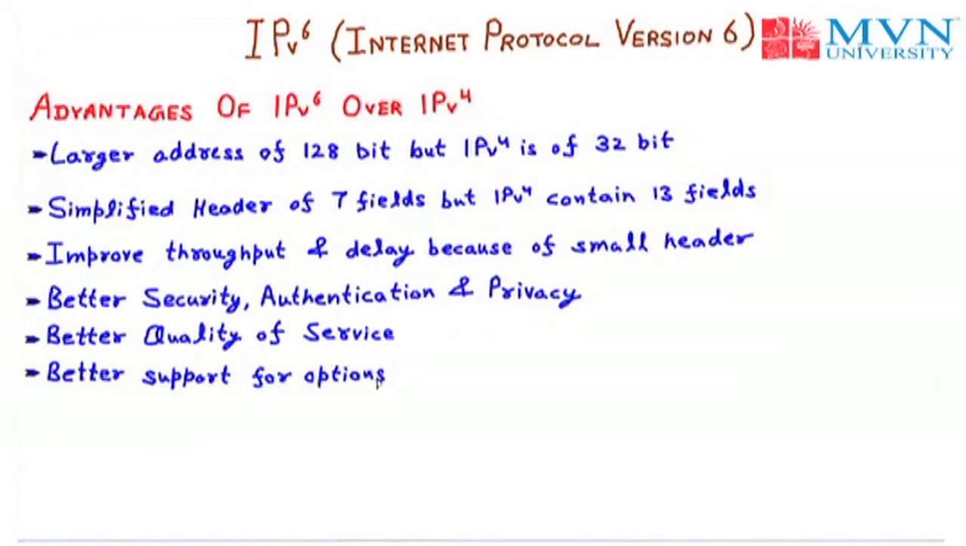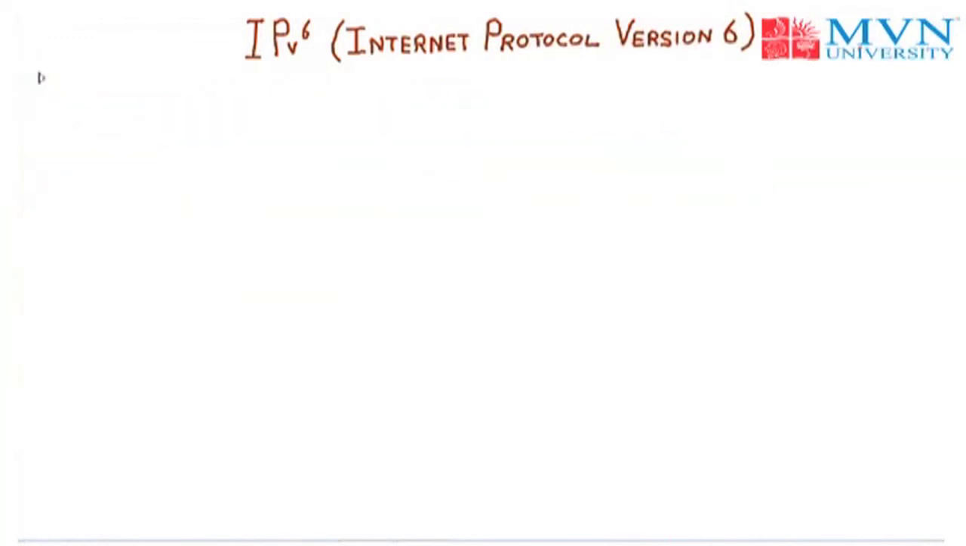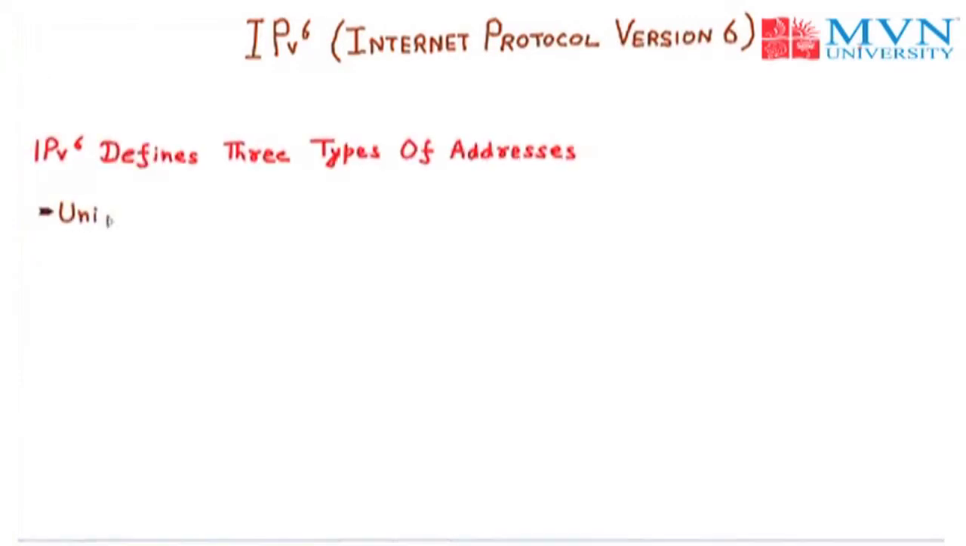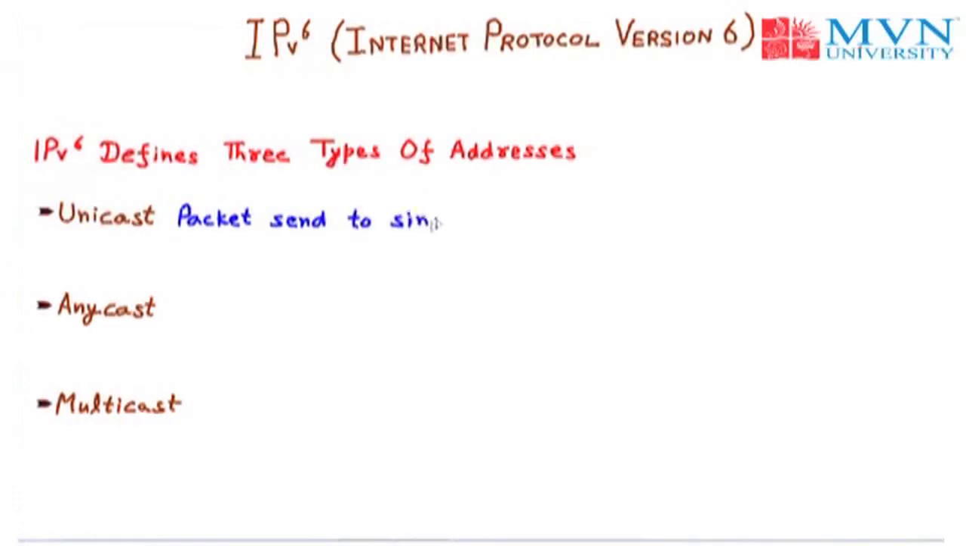Next we have the address types in IPv6. Now IPv6 defines 3 types of addresses. In the first we have the unicast, then we have the anycast, and the third we have the multicast. Unicast and multicast we have already discussed in our previous chapter on casting techniques, but we will discuss them again now. The unicast, that means the packet can be sent to a single machine, that is point-to-point communication.